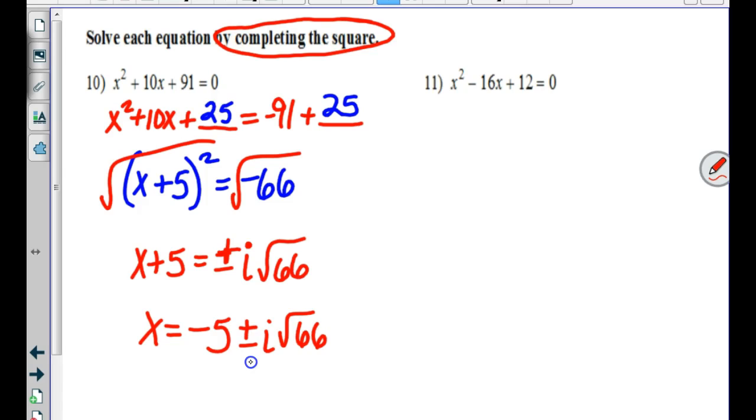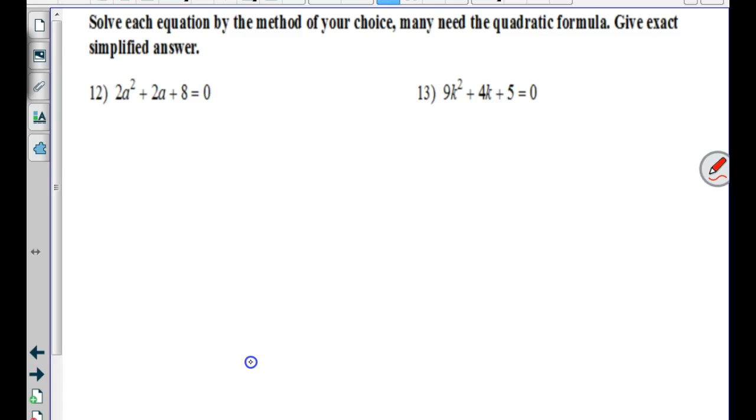All right. I'm skipping 11. It says solve by the method of your choice. What do you want to try? What could we do first on number 12? Take out a 2. I don't know if that'll help us. Can that 2 ever equal 0? No. So because it says equals, we really could divide that out and throw it away. If I divide both sides by 2, I get a squared plus a plus 4 equals 0.